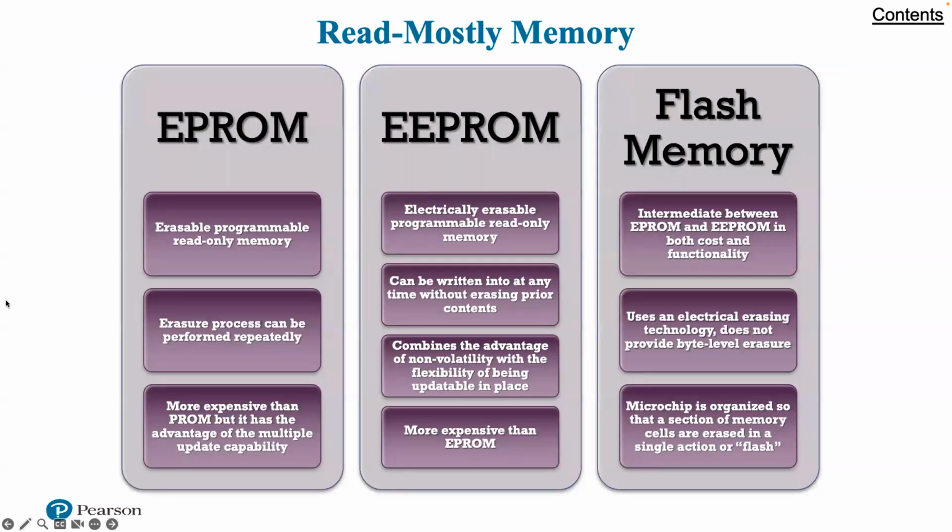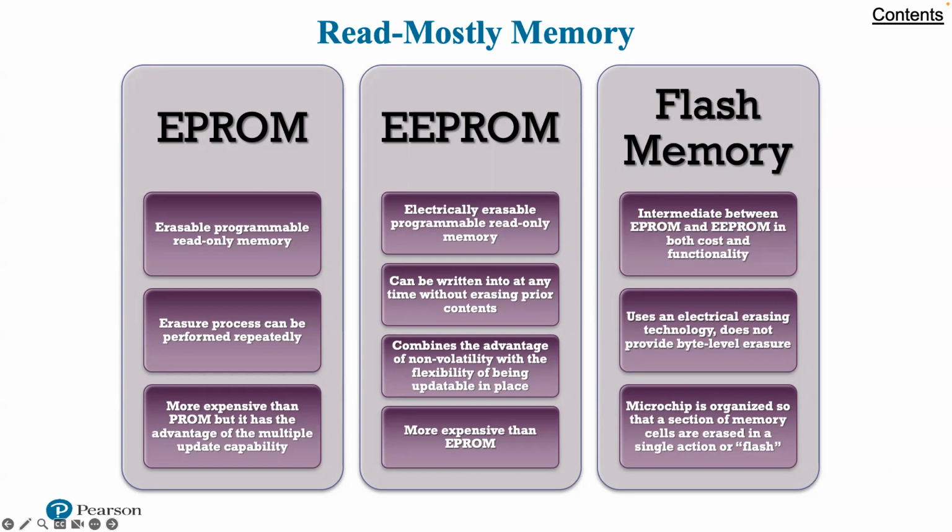Well, next, let's talk about three other types of what you could think of as read-mostly memories: the EPROM, the EEPROM, and the flash memory. Another variation on read-only memory is the read-mostly memory, which is useful for applications in which read operations are far more frequent than write operations, but for which non-volatile storage is required. There are three commonly used forms: the EPROM, the EEPROM, and the flash memory.